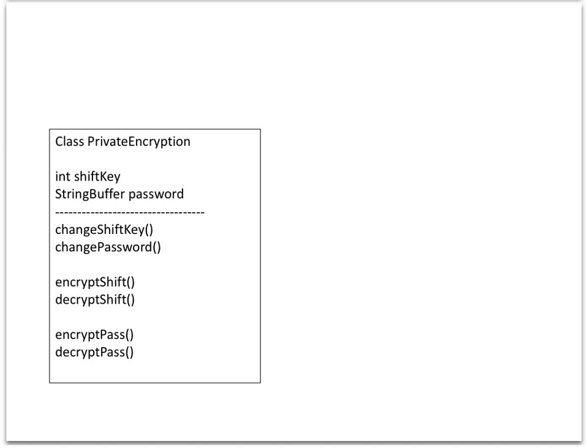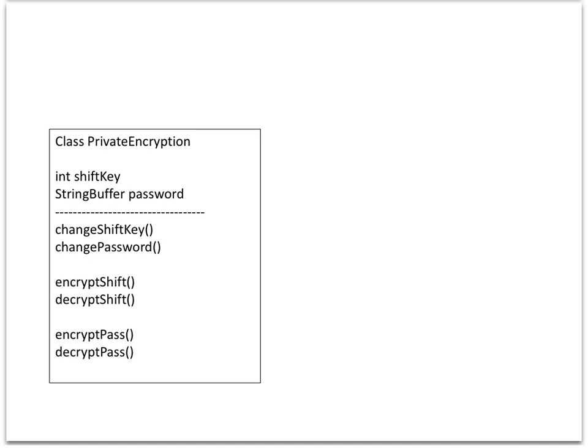In the private encryption class, we have two variables. One is shift key and one is password. Both are used for encryption. So if you're encrypting the plain text based on shift key, this shift key value will be used. If you're encrypting the plain text based on password, the password variable's value will be used. Now we also have 6 methods. The first 2 methods are basically if you want to change the value of the shift key or if you want to change the value of the password. And the last 4 methods are for encryption and decryption.